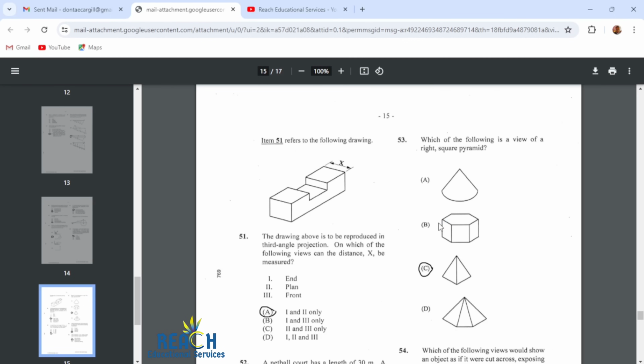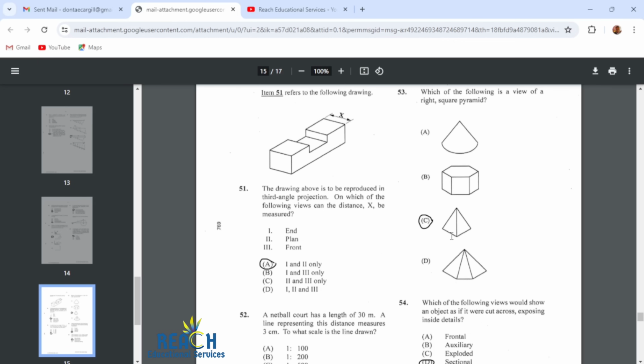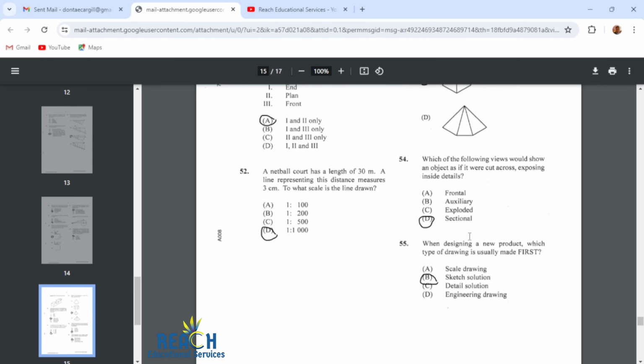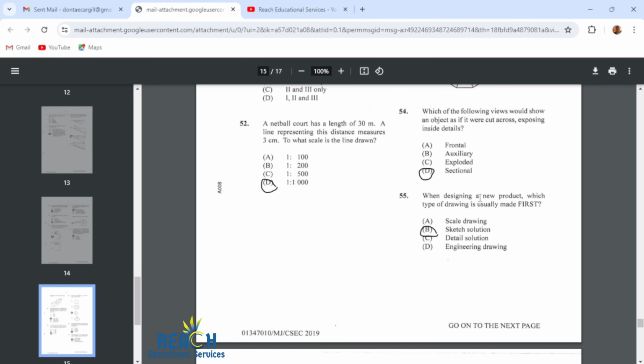Item 53. Which of the following is a view of a right square pyramid? That would be C. D is a hexagonal base, B is not a pyramid, and A is a cone. So the answer is C. Item 54. Which of the following views could show an object as if it were cut across, exposing the inside details? And that would be a sectional.